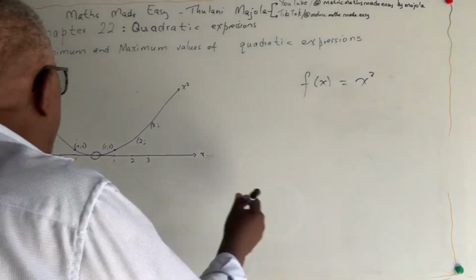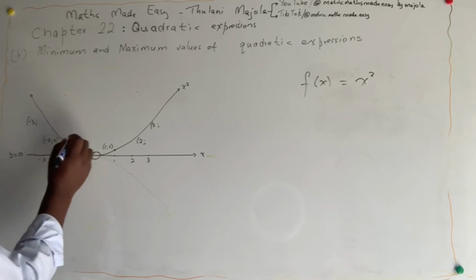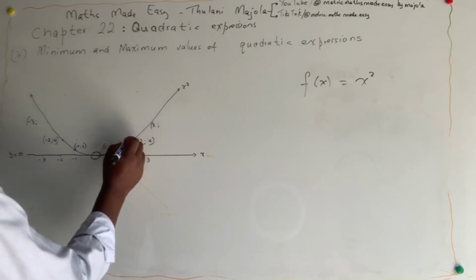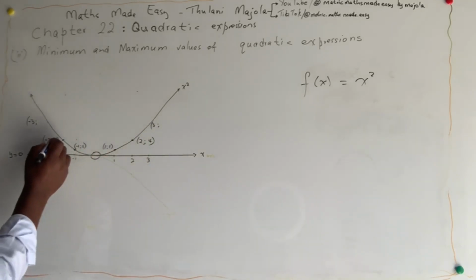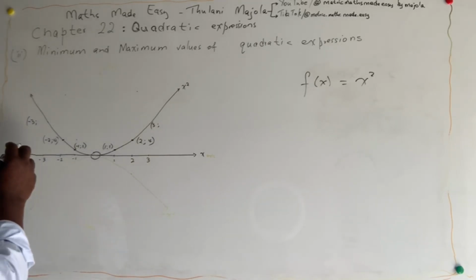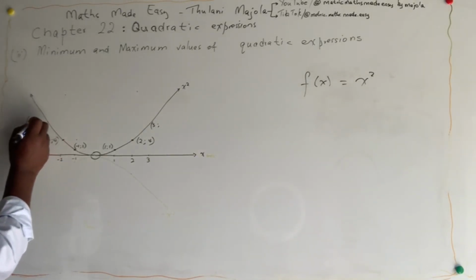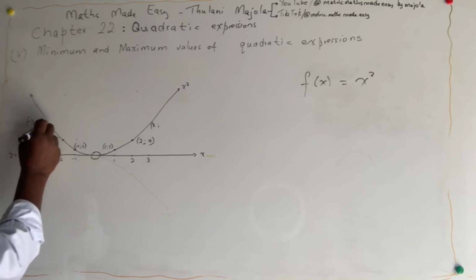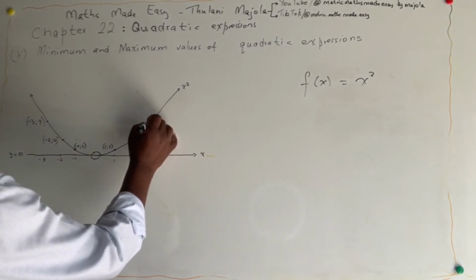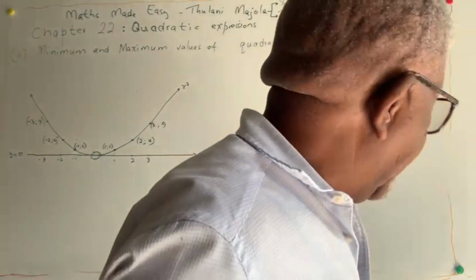Then similarly, when x is negative 2, your y is 4, same as when x is 2, your y is 4. So we've got these 2 points as well with equal y values. And last but not least, when x is negative 3, your y is positive 9, and when x is 3, also your y is positive 9. We learned that in the previous video.